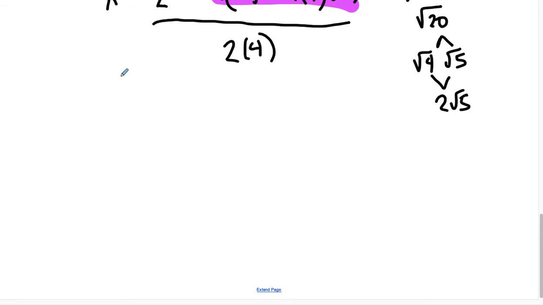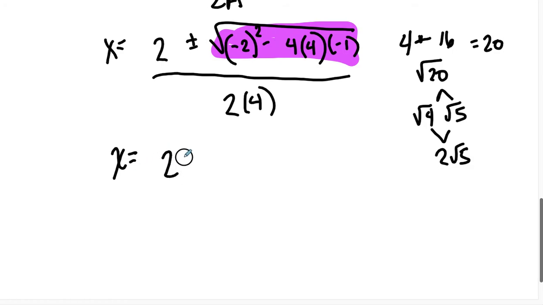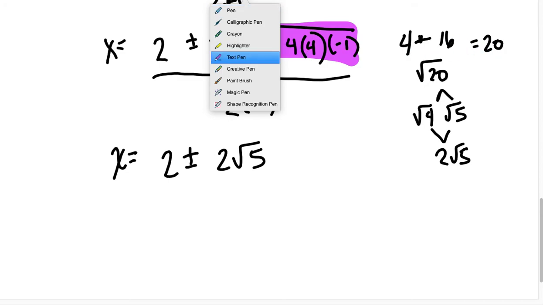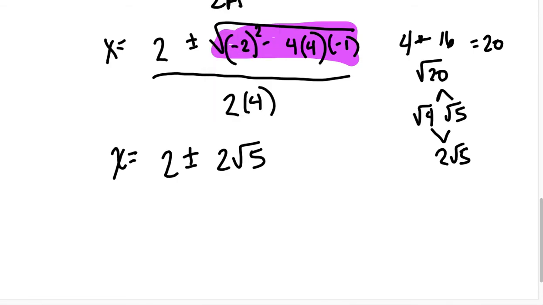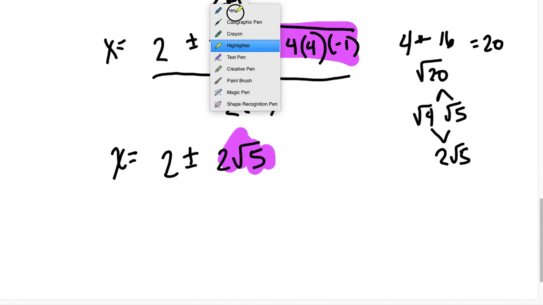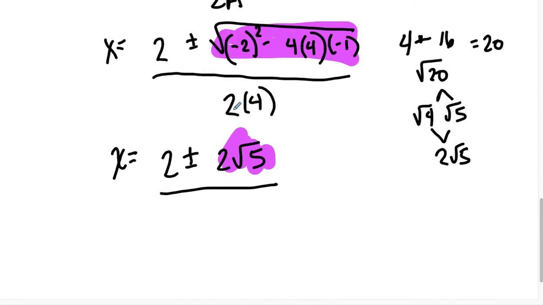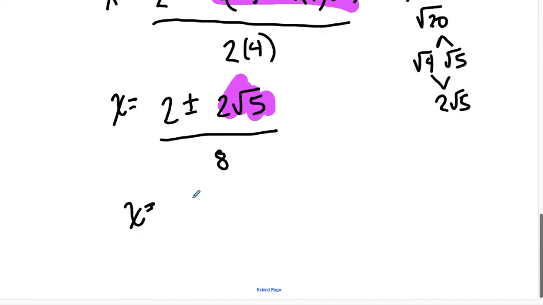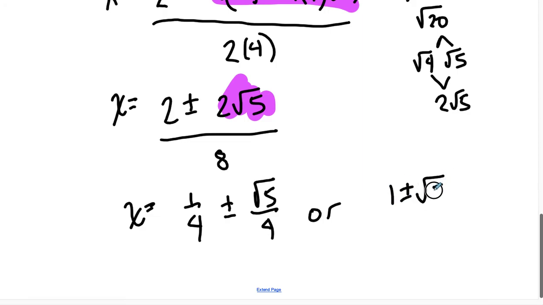Okay, now I'm ready to further use my quadratic formula here. So that's 2 plus minus 2 radical 5. Again, I got that from this portion. Oops, sorry, I don't want to use the text pen, I want to use the highlighter. So we have to divide by 2 times 4, which is 8. Now we want to simplify. So x equals 1/4 plus minus, this is also 1/4, so the square root of 5 over 4. Or you can also say 1 plus minus square root of 5 over 4. Okay, so both of them are the same.